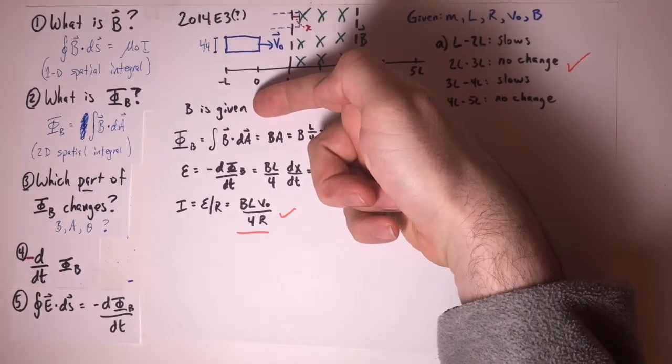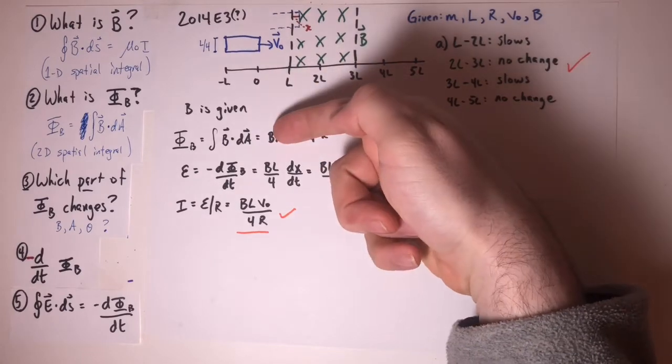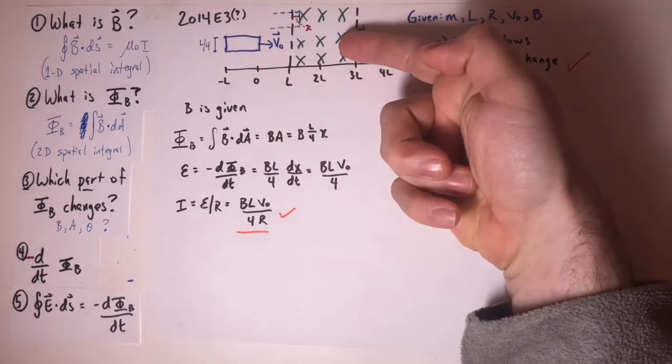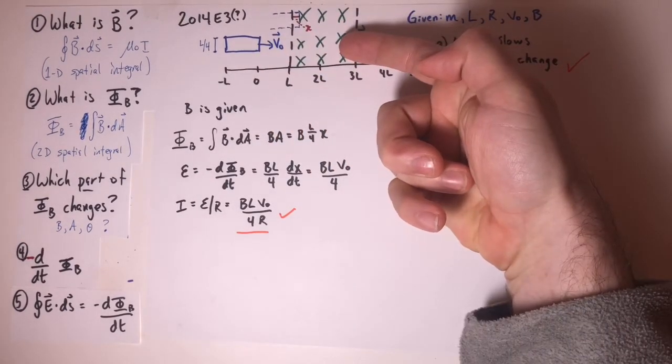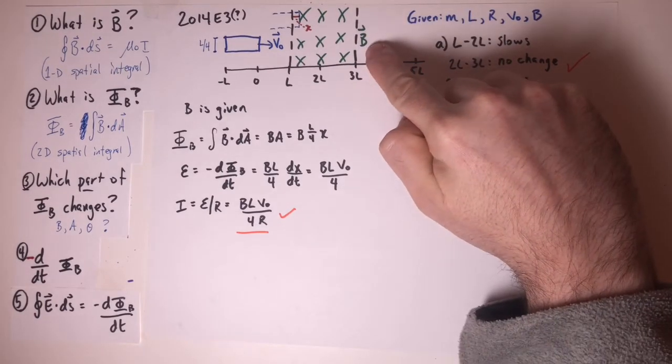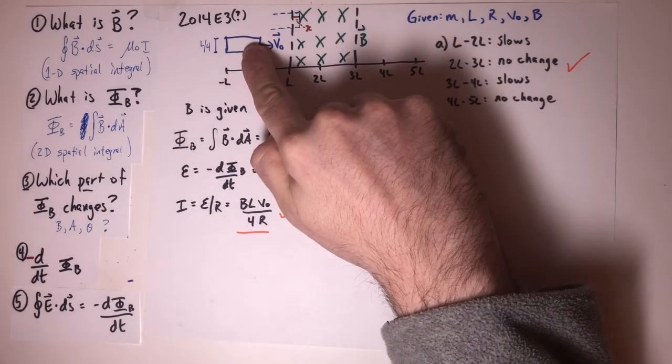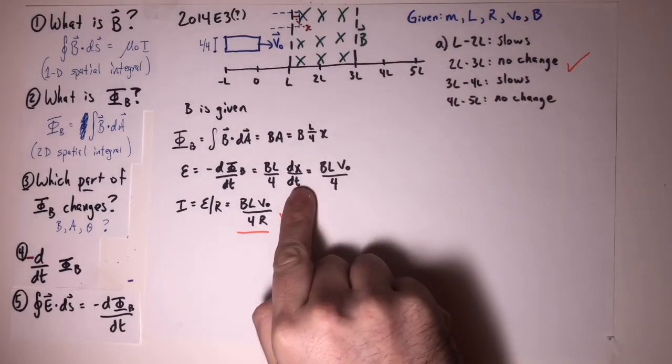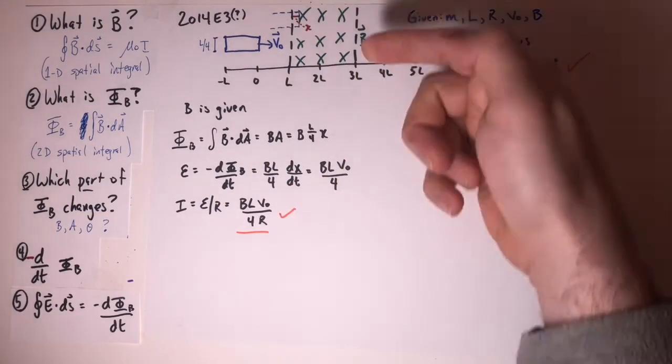So, magnetic field is given, so that's easy. Once again, the flux is pretty straightforward to calculate because the magnetic field has constant magnitude and the loop's area and angle don't change. However, the amount of loop that's inside the field does change.